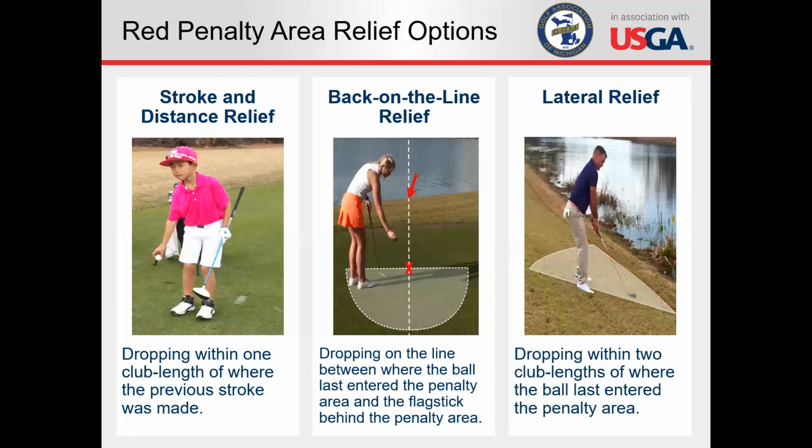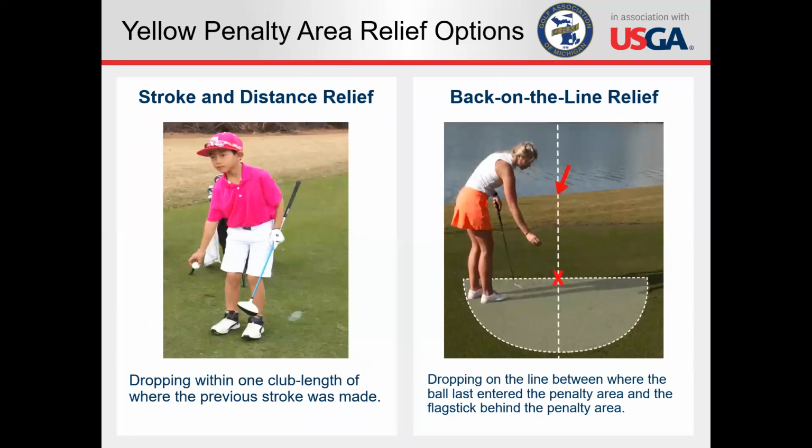Okay, and then we can take lateral relief, where we take 2 club lengths from where the ball last entered the penalty area, and no closer to the hole. Those 2 club lengths and that shaded area back to the penalty area line, or the red penalty area line, is going to be our relief area in which we can drop. It's a little confusing. This golfer here in the picture is left-handed, so he is hitting at us, which is why the relief area shaded is behind him. And it looks like it might be closer to the hole, but it's really not because he's left-handed.